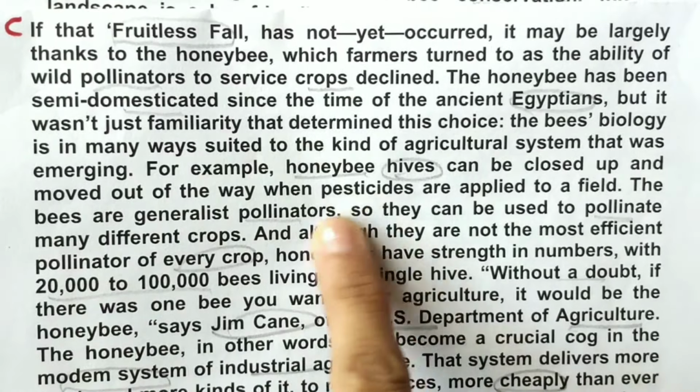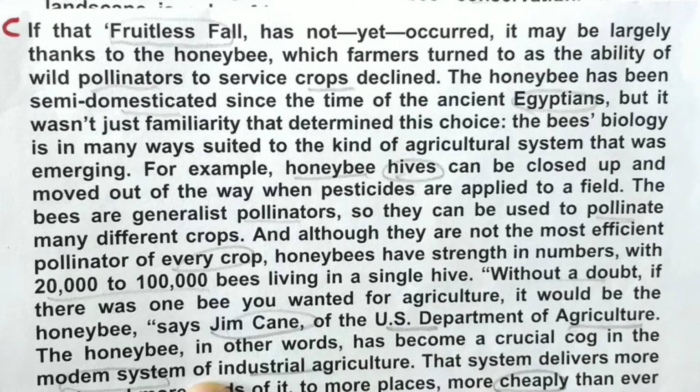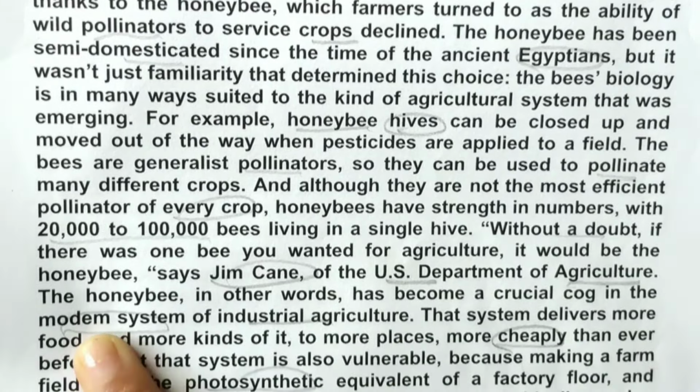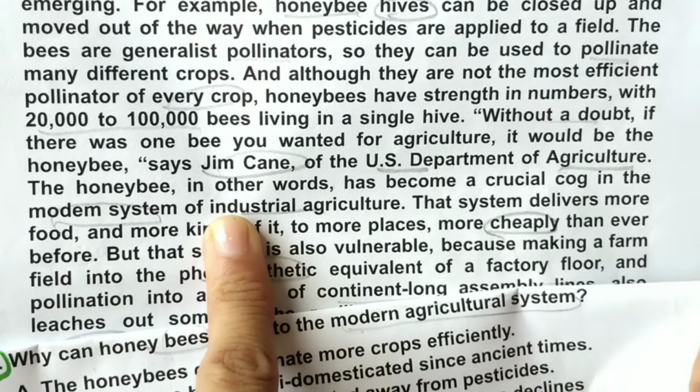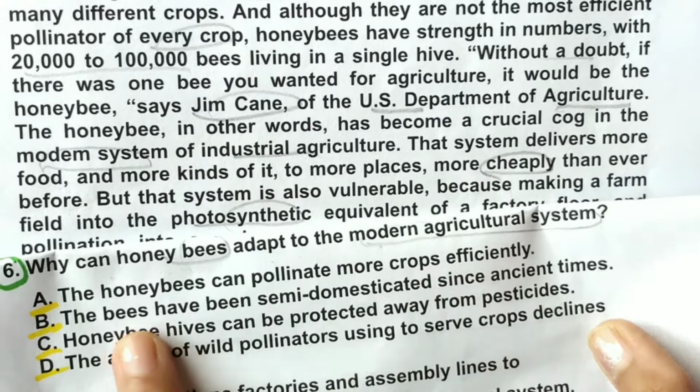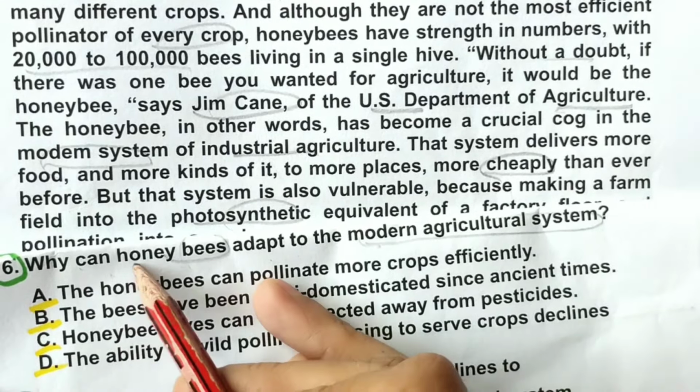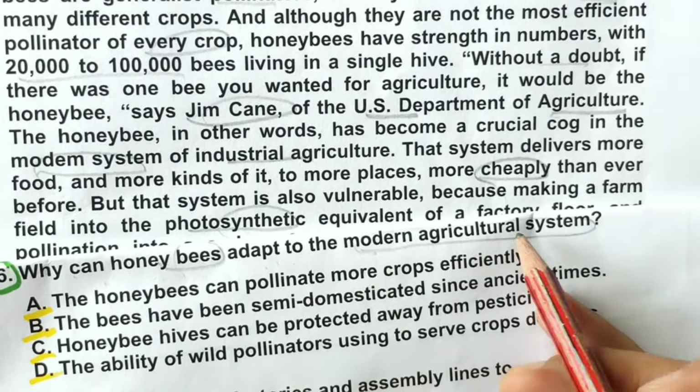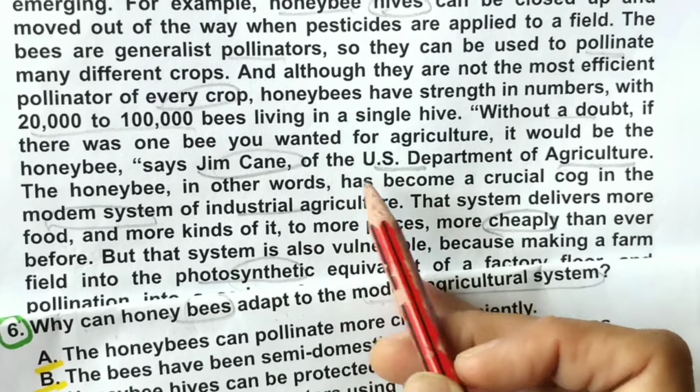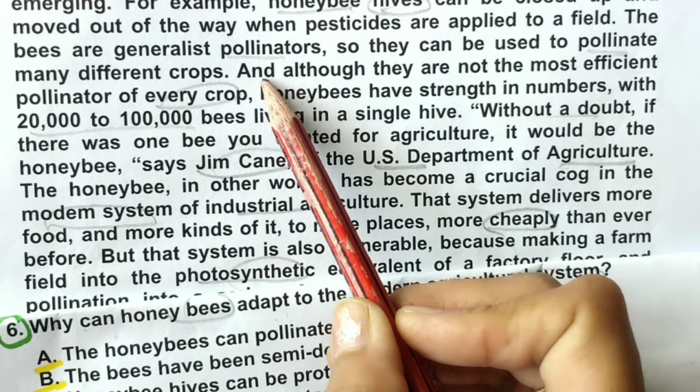So in paragraph C, the modern system of agriculture is here. Let's read the question statement again. Why can honeybees adapt to the modern agriculture system? Honeybees is here. Let's read it from here.